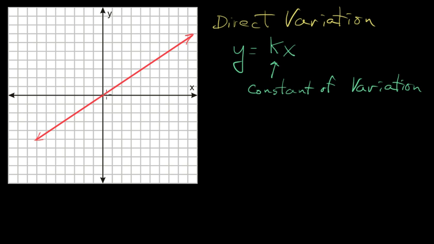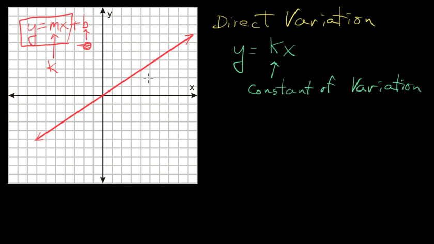Now, what's my y-intercept? The y-intercept is 0, isn't it? So if I say y equals mx plus b, the b is going to be 0, and I don't have to worry about that. Now all I'm worried about is y equals mx. Doesn't that look a lot like y equals kx? That's because that's exactly what it is. We call the m, in this case, k, the constant of variation.